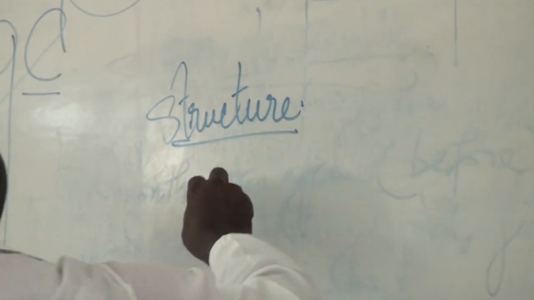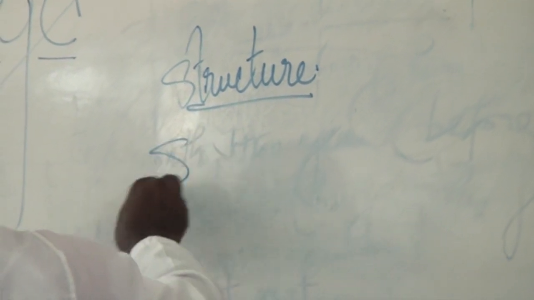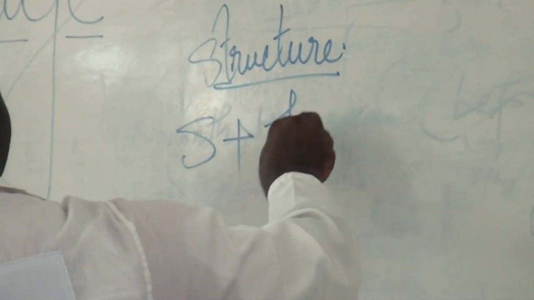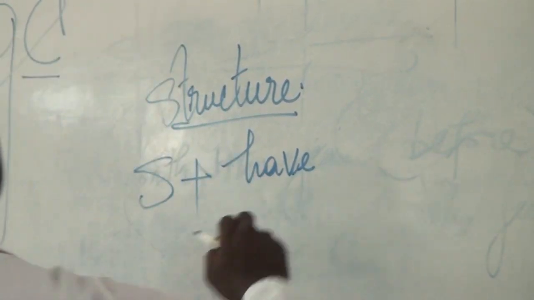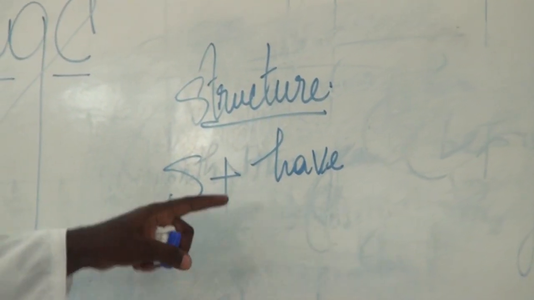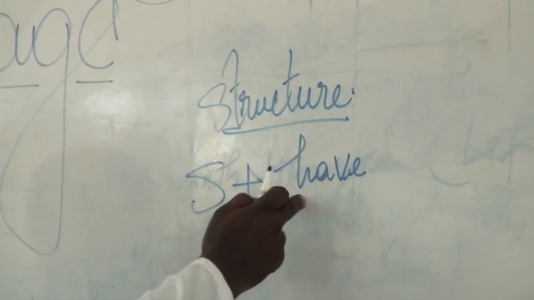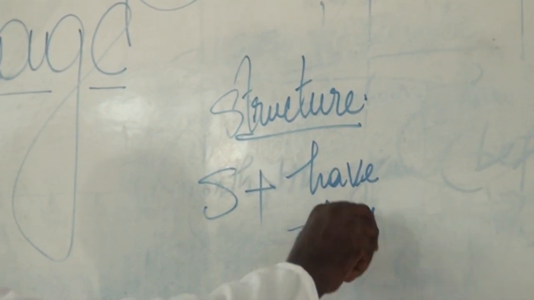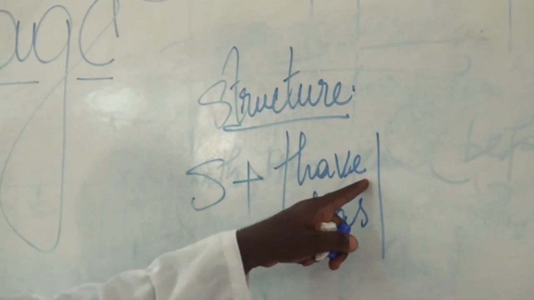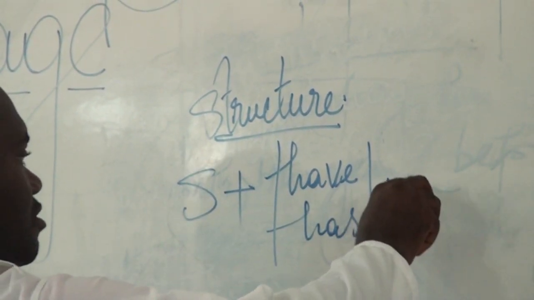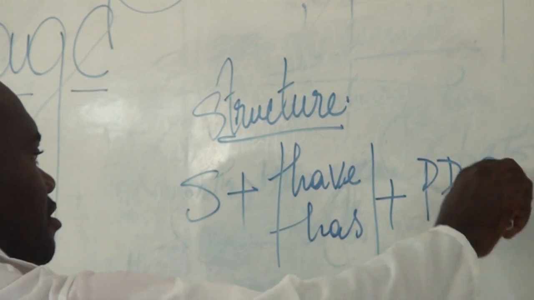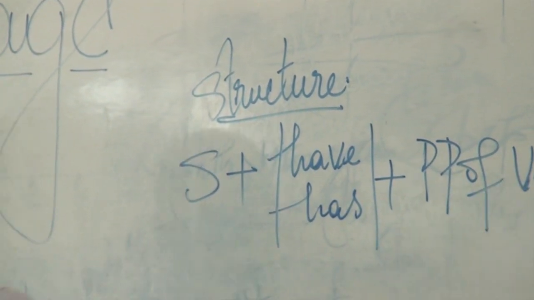Talking about the structure. Here, the structure is made up of subject plus have, conjugated to the simple present. In the present singular, have can take the form of has. So we can have have or has plus the past participle of the verb.